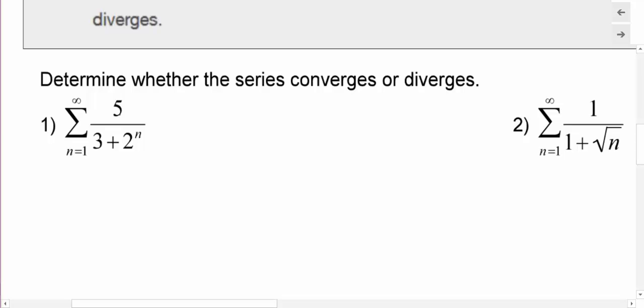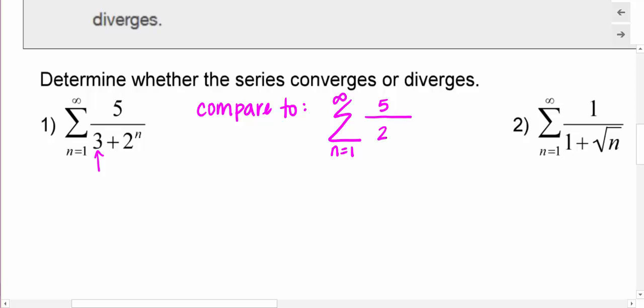I have the series, it's obviously infinite, from 1 to infinity, 5 over 3 plus 2 to the n. If I think about at infinity, what's the least impactful part of this whole thing? It's that 3 plus. So what I'd like to do is compare this to this series right here from 1 to infinity. I don't necessarily want to change that aspect of it, but I'm going to compare it to 5 over 2 to the n.